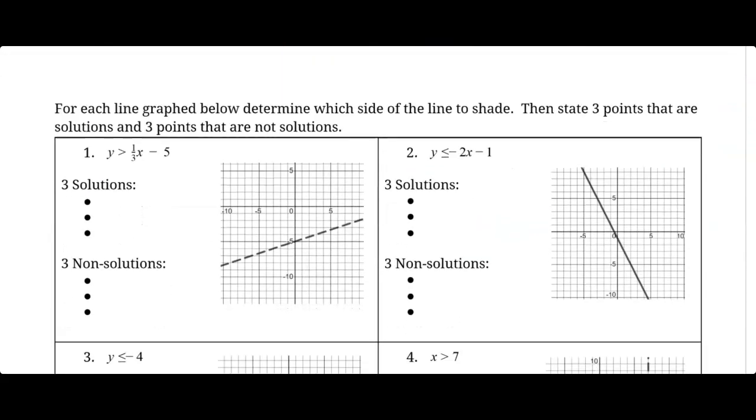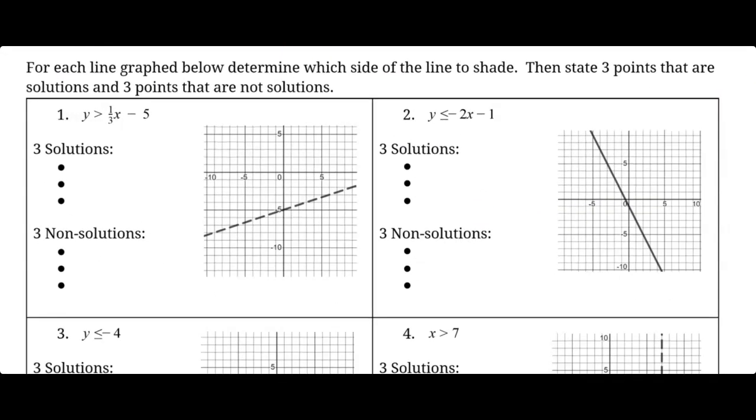All right, so let's do an example here. For each line graphed below, determine which side of the line to shade, then state 3 points that are solutions and 3 points that are not solutions. So I have graphed this inequality for you already. Started at -5, we went up 1/3, just like normal. I see that I have a greater than symbol. So that means I want to shade above.